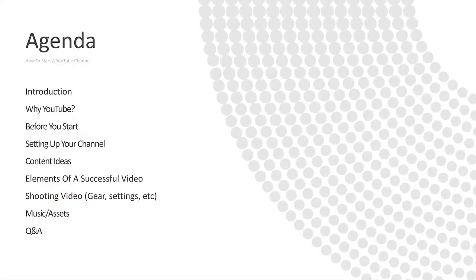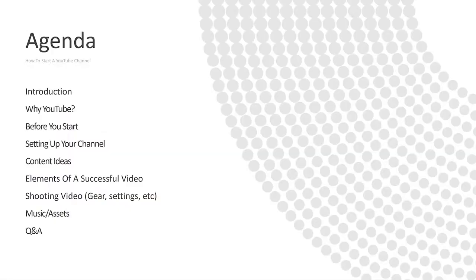We'll talk about shooting video. I'll give you some general tips as far as the gear that you need, settings, things of that nature. We'll talk about music and various assets that you're going to need to be able to create your YouTube videos outside of just the cameras and the lights and the lenses and microphones and the basic stuff. And then we'll wrap up with a Q&A. So I want to try to cover as much as I possibly can to get you started on a good foot.